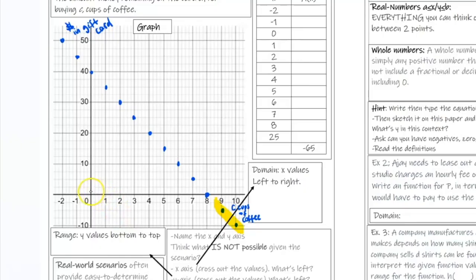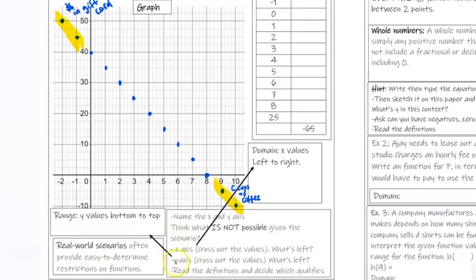All right, what about, can I have 0 cups of coffee? Absolutely, I didn't spend any money. How about negative 1? No. So these coordinates here also don't make sense because we're really in the real world. Now we're going to look at the y-axis and cross out the values that don't make sense.